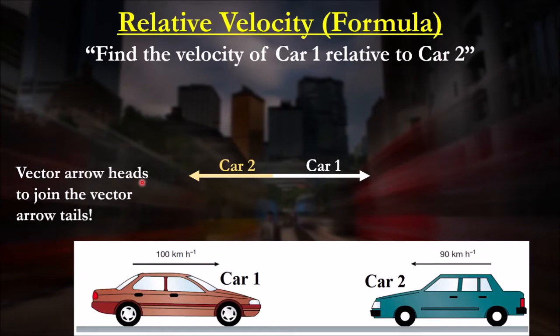Okay, so before we do that, let's just have a look and recap on what we talked about with one dimension or one-dimensional relative velocity. You have two cars approaching each other like so, and if we draw out the vector arrows, we can almost draw it out like this.